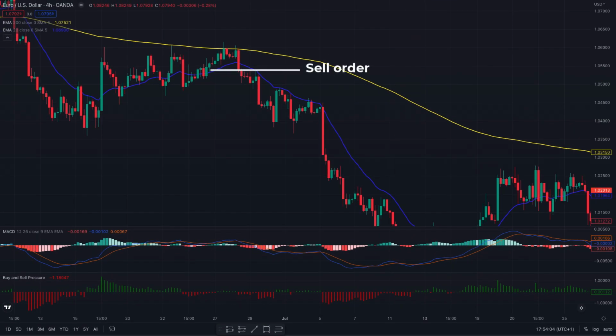Finally, we place a sell order at the close of the candle. Then, we can place a stop loss order at the previous high. The take profit order will be set at 2 times the risk.